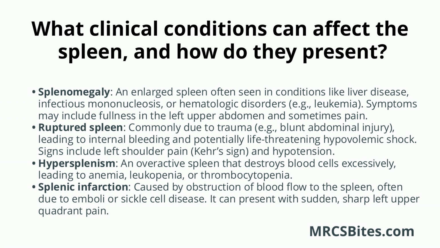Hypersplenism, an overactive spleen that destroys blood cells excessively, leading to anemia, leukopenia, or thrombocytopenia. Splenic infarction, caused by obstruction of blood flow to the spleen, often due to emboli or sickle cell disease. It can present with sudden, sharp left upper quadrant pain.